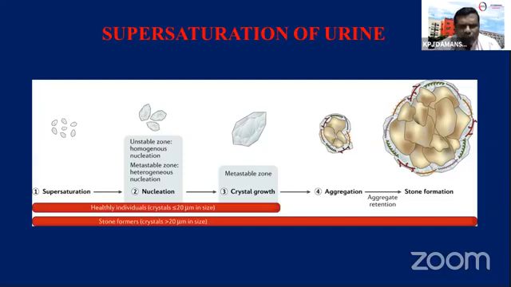Then you get nucleation, crystals start forming, crystals aggregate with each other, they form a matrix, and finally all the matrix combined together, they form stones. That's the basic and important principle of how stone forms. Knowing this, we can prevent stones actually. I'll come to the prevention later.